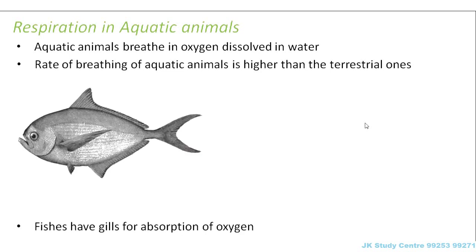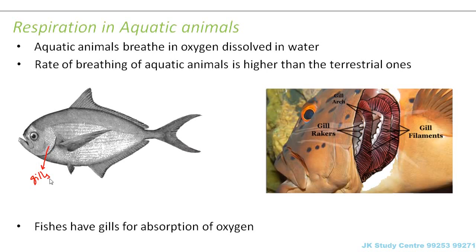Let us take the example of an aquatic animal like fish. Like human beings have lungs for absorption of oxygen, similarly fishes have gills to absorb the oxygen dissolved in water. Where do you have the gills in fishes? The gills are present somewhere here. These gills are used for absorption of oxygen. If you look at this picture, you can see how exactly the gills look. If you have ever seen it in real life, I'm not too sure.